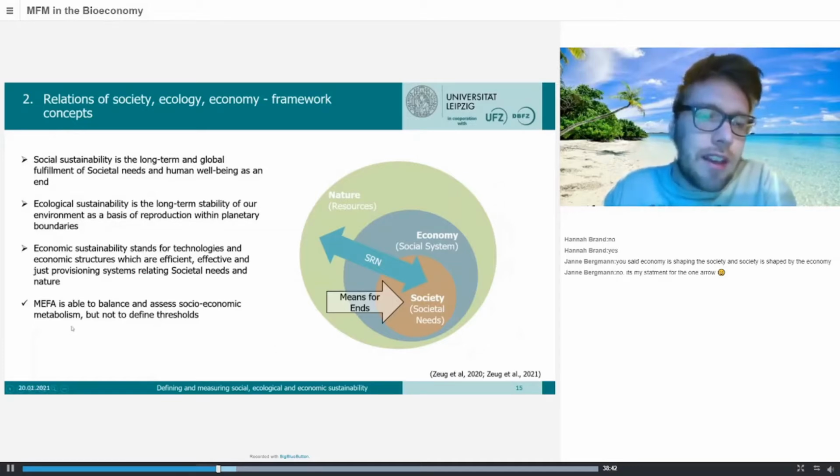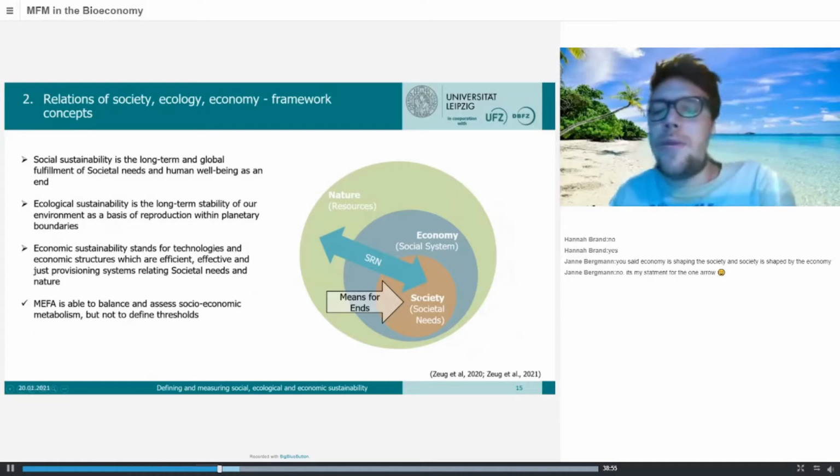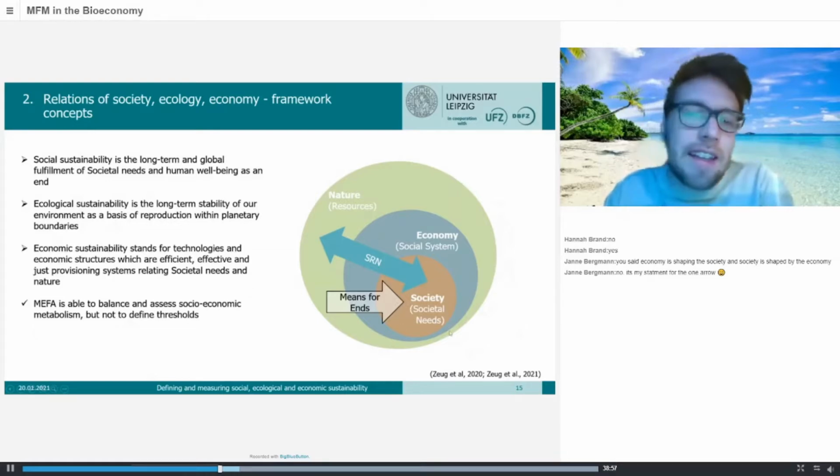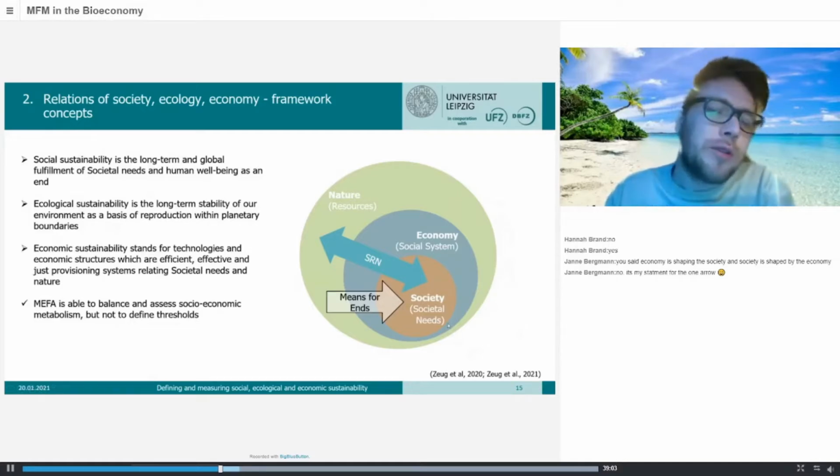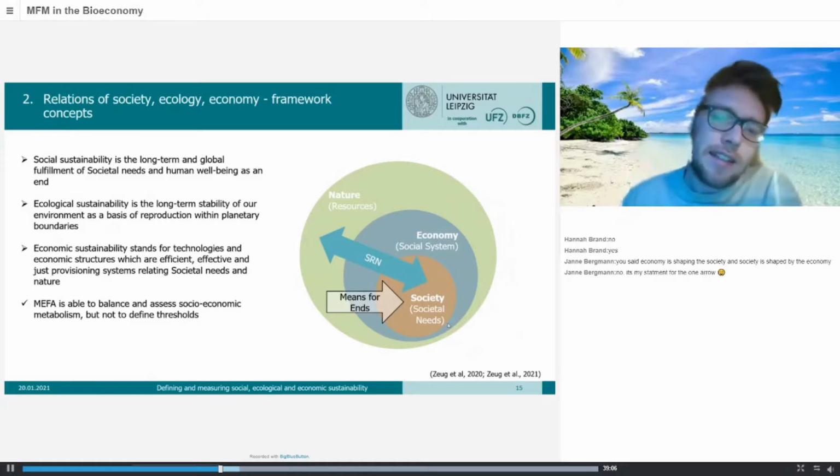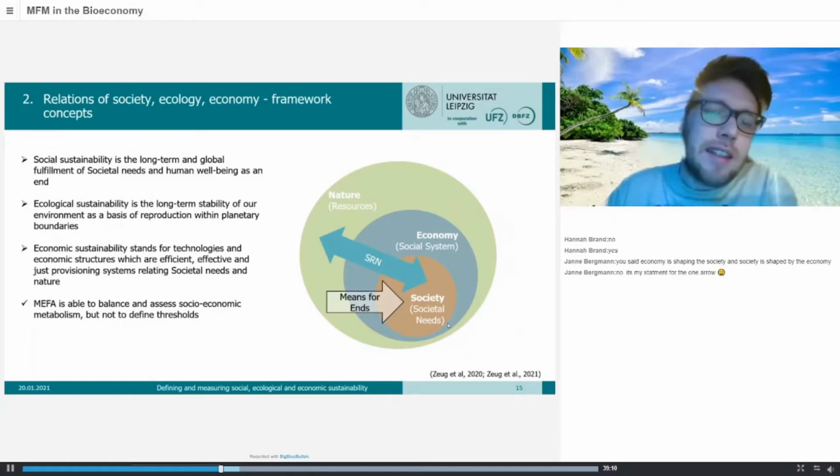So, MEFA is able to balance and assess those socioeconomic metabolisms. But what we are not doing is defining thresholds. So we are not defining the planetary boundaries. And we are also not defining what societal needs are. This is just something which is important to keep in mind. We are not defining it by material flow management or by sustainability analysis. We are applying that.